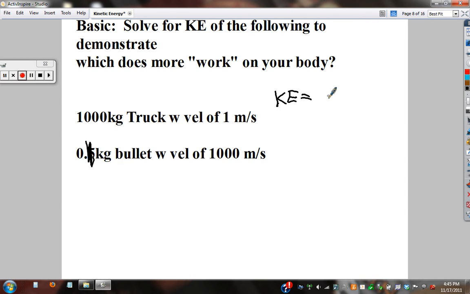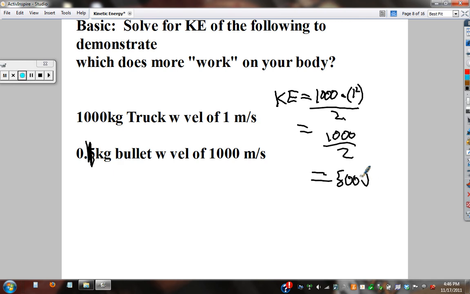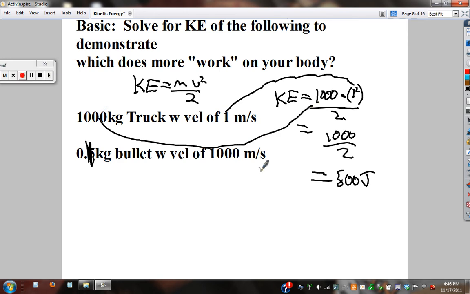Velocity is more important. Kinetic energy equals 1,000 times 1 squared over 2, equals 1,000 times 1,000 over 2, equals 500 joules. So what we did was kinetic energy equals mass times velocity squared over 2, and we just plugged in the numbers for each part. So I would like you to find the kinetic energy of the bullet. Plug in the numbers and solve for KE.